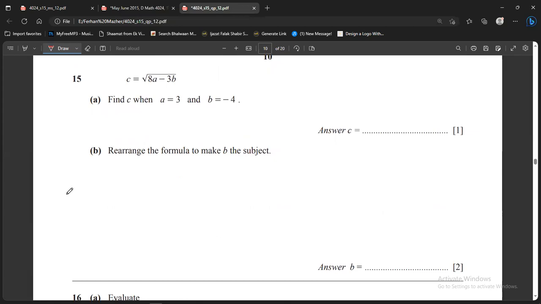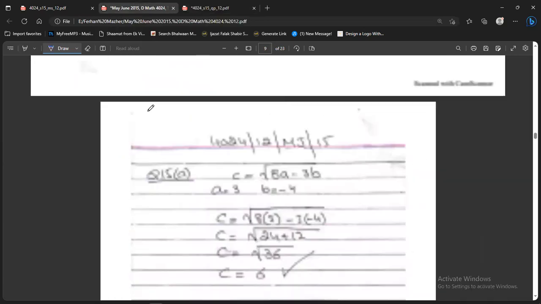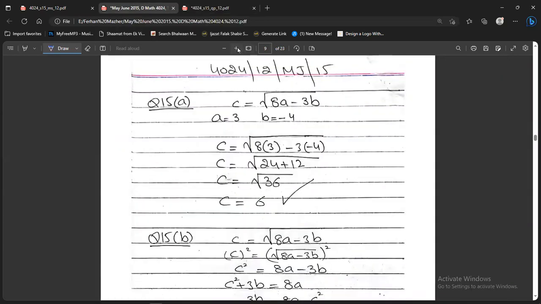So we have question number 15. He says C is equal to the square root of 8a minus 3b. Question number 15, A part. He says, find C when A is 3 and B is minus 4. We will substitute the values A equals 3 and B equals minus 4 in that formula. Very simple.